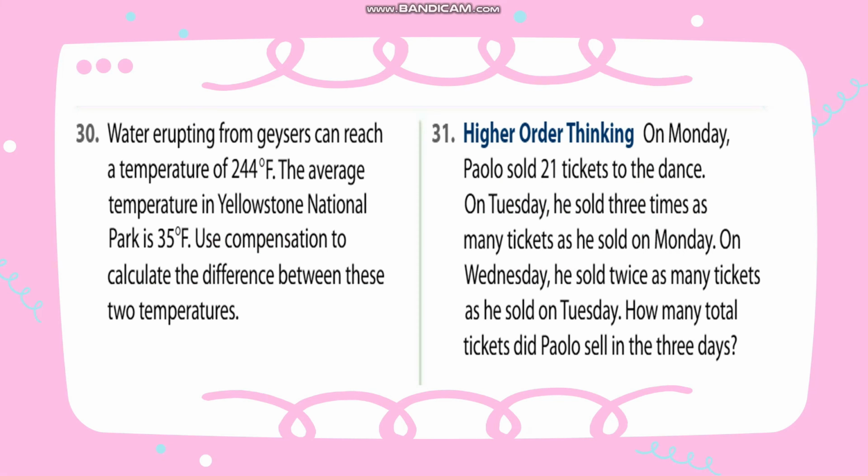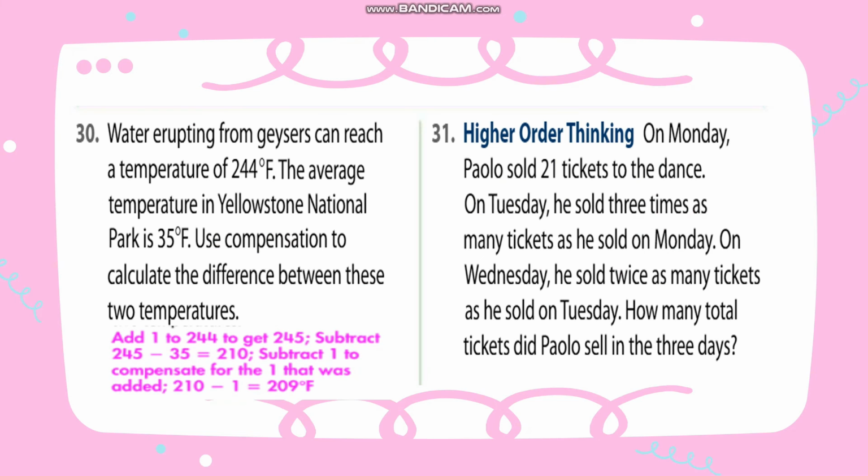Water erupting from geysers can reach a temperature of 244 degrees Fahrenheit, and the average temperature in Yellowstone National Park is 35 degrees Fahrenheit. Use compensation to calculate the difference between these two temperatures. So difference means we're going to subtract. So you're going to add 1 to 244 to make it 245 if we're going to apply the compensation method. Then subtract 245 minus 35 to make it easy.